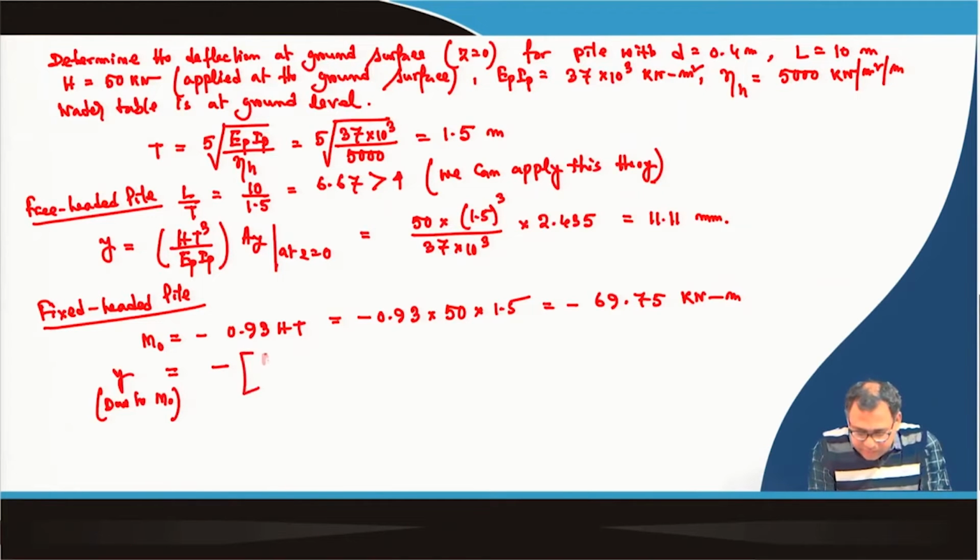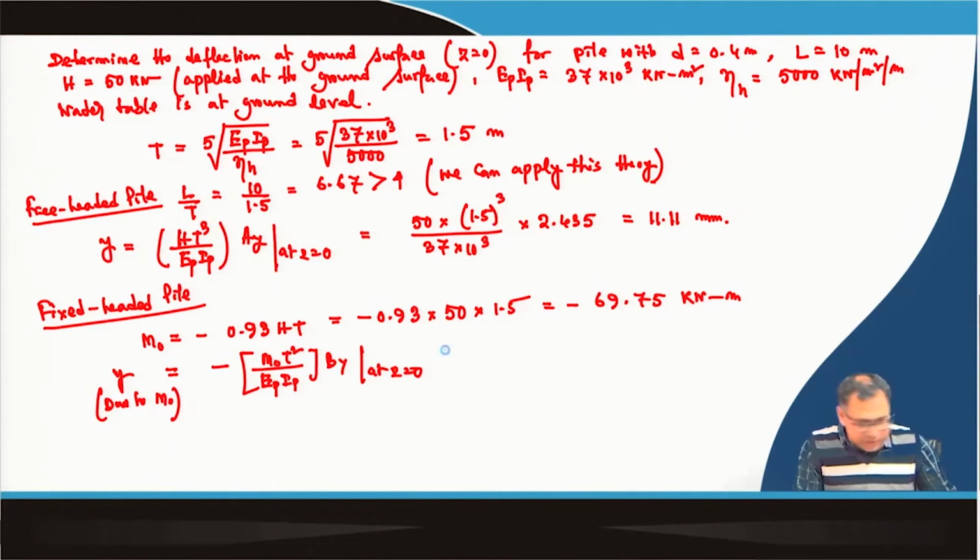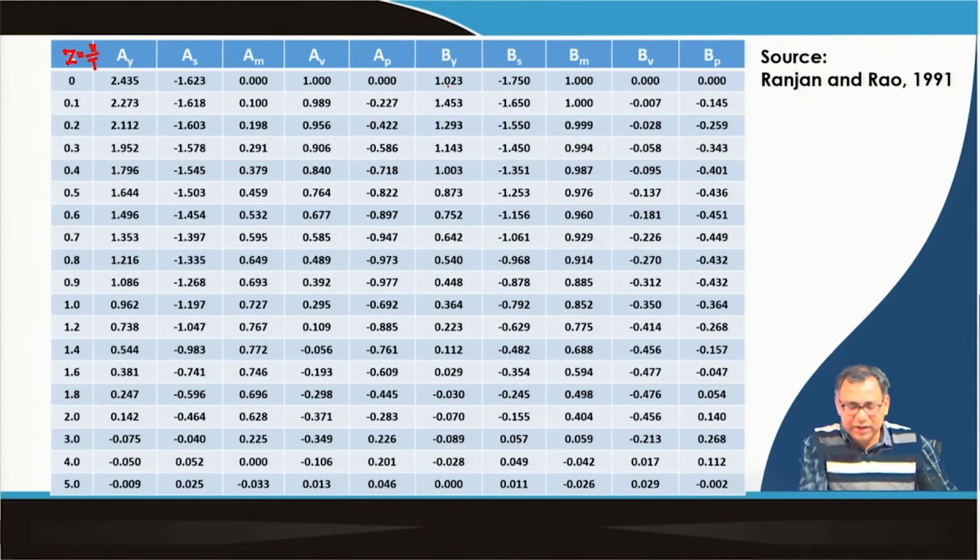So, this will be M0 T square divided by EpIp, then Bm at z equal to 0. So, what is Bm at z? Because this is the moment contribution, because now in second case when pile is a fixed pile, we are considering the deflection due to this moment. So, that time the free headed deflection you will consider, but you have to subtract this deflection due to this moment M0, which is developed due to the fixity of the pile. So, that means here Bm is how much? Bm is 1.023 at z equal to 0.